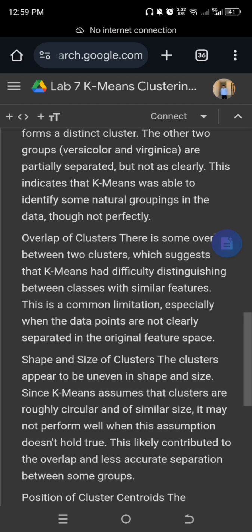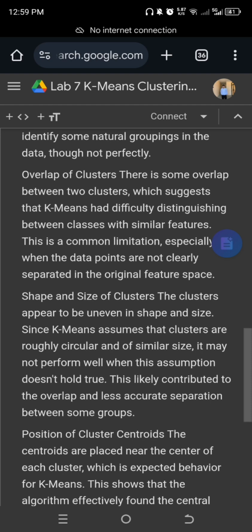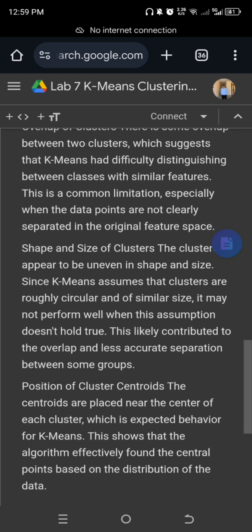Shape and size of clusters. The clusters appear uneven in shape and size. Since K-means assumes that clusters are roughly circular and of the same size, it may not perform well when this assumption doesn't hold true. This likely contributes to overlap and less accurate separation between some groups.